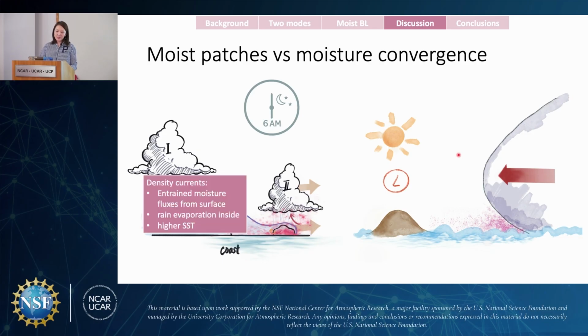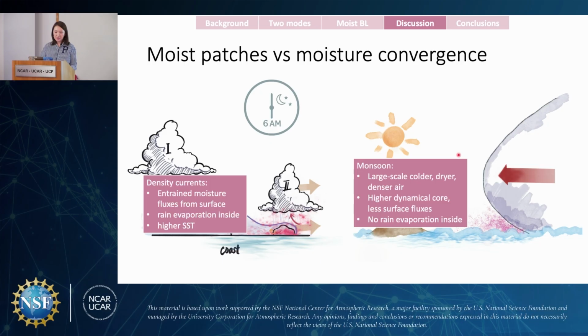The moist patches are formed possibly from two ways. The first one is the entrained moisture fluxes from the surface because the density current propagates very close to the surface. And another way is the rain evaporation inside following the downdrafts. So, and also in our work, we find that the moist patches are also sensitive to a little higher SST over warm ocean. But the monsoon is different.